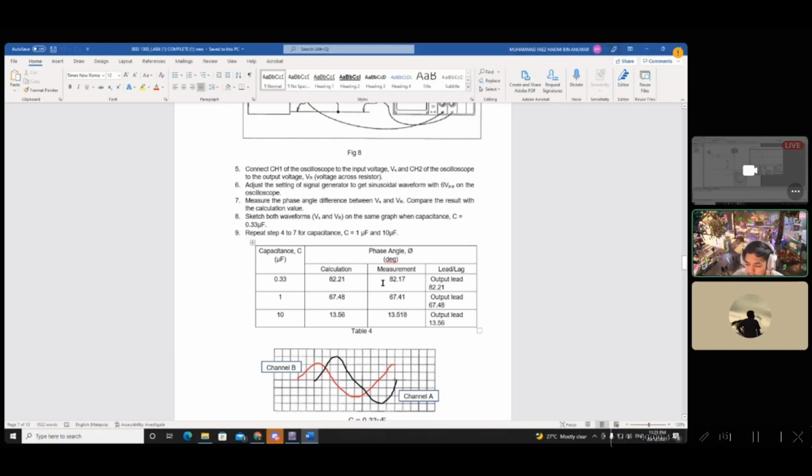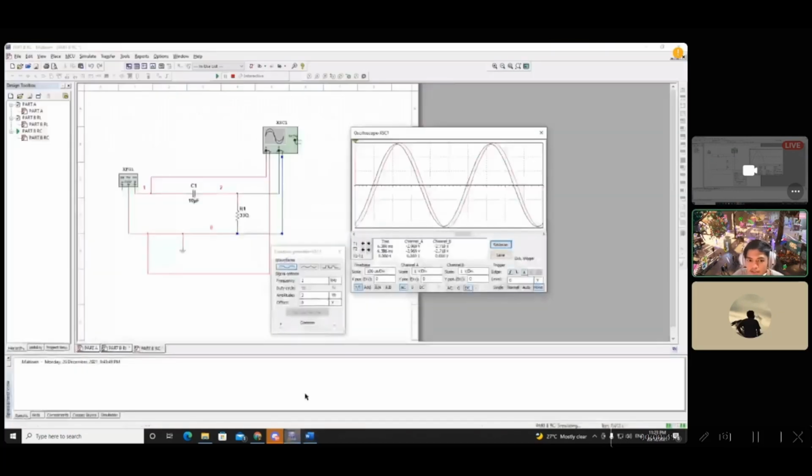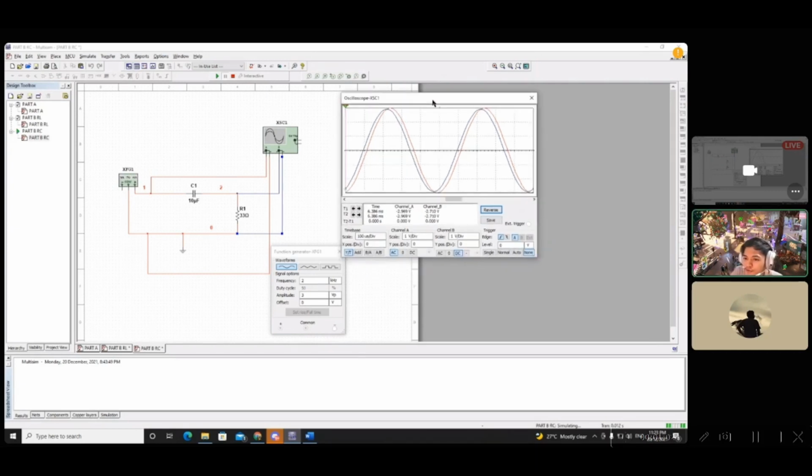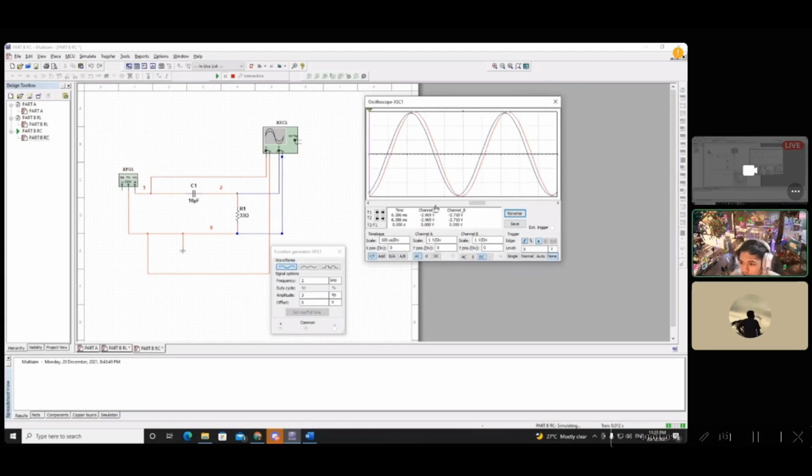And then the measurement, you need to use the Multisim. So this is the Multisim and the RC circuit. For the input I put the red color and for the output I put the blue color, so we can see the difference. This is the output from the oscilloscope. To find using measurement, you need to use the formula y over d multiplied by 360, where y is the difference between two signals and d is the period. This y and d must be in second units.